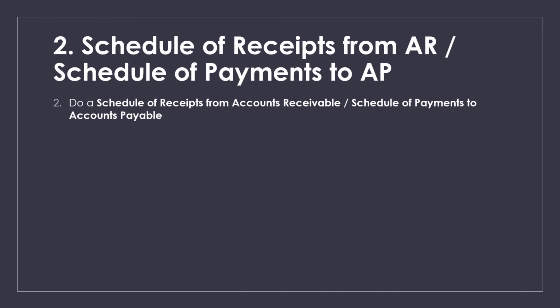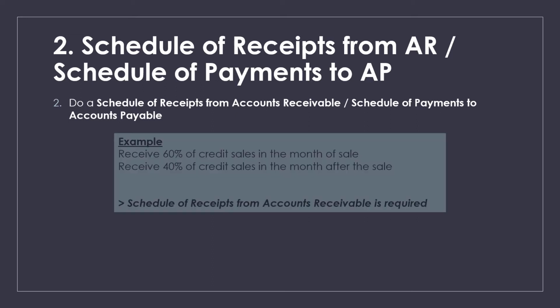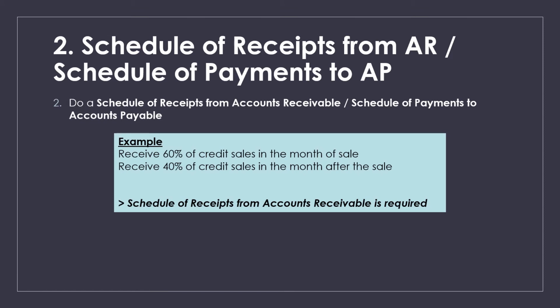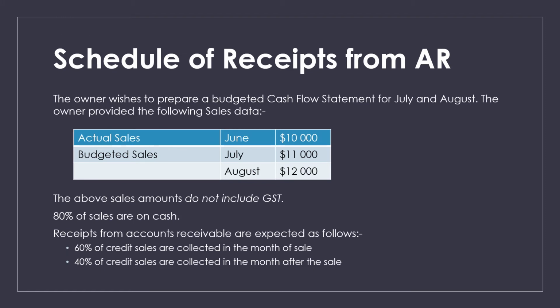To determine cash flows relating to receipts from accounts receivable or payments to accounts payable, we need to create a schedule. Here's an example. We are told that we receive 60% of credit sales in the month of sale, and 40% of the credit sales is received in a month after the sale. In this example here, we'll need to create a schedule of receipts from accounts receivable. Let's try to create one together.